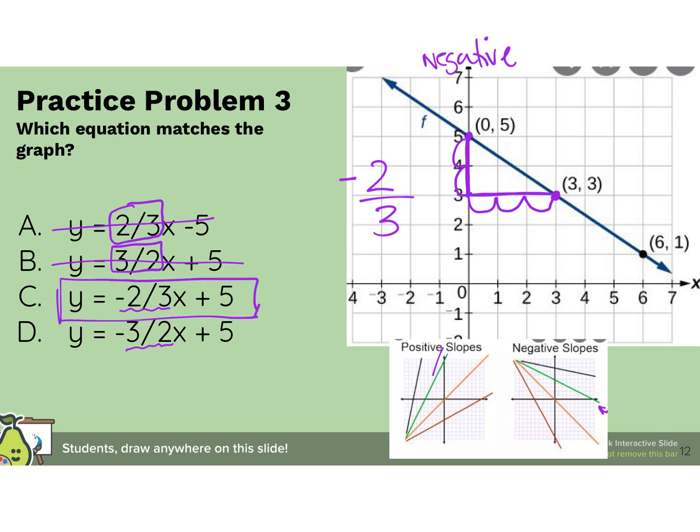I should have started with my y-intercept. I'm sorry, I skipped that step. They both have the same one though. That's kind of why I just went straight to slope. So the 5 is the y-intercept. The slope is -2/3. So choice C is correct.